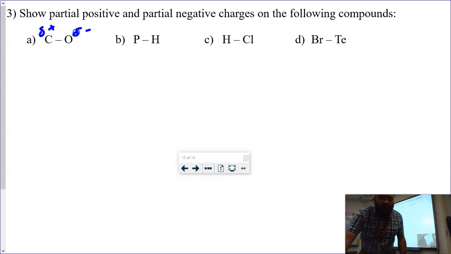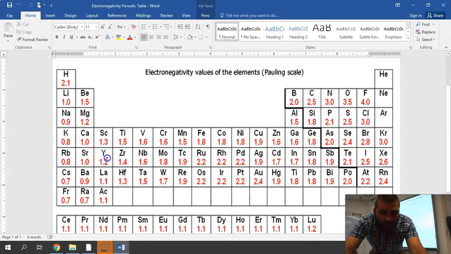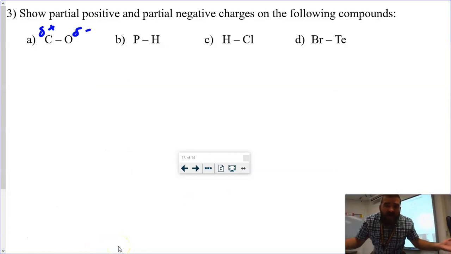Phosphorus and hydrogen. This is way more abstract. Let's go to the periodic table. I have hydrogen way up top, 2.1. Phosphorus way over here, 2.1. Uh-oh, they're the exact same. If they're the exact same, it doesn't have partial charges. This is a different type of bond. This is called nonpolar covalent. There's no partial charges to write in, so B is done.